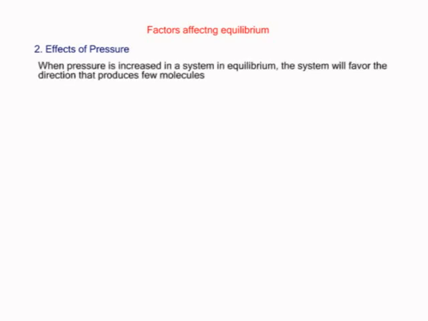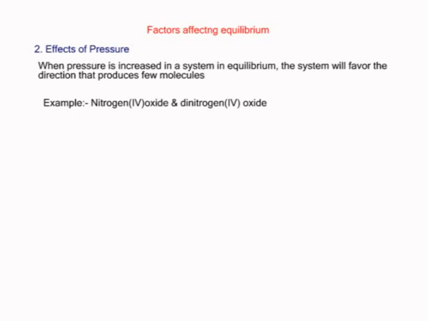The next factor that would affect equilibrium is pressure. Pressure only affects a system involving gases. We said pressure is caused by collision of gas particles with the walls of the reaction vessel. The more molecules present, the more the collisions, and thus the higher the pressure. In simple language, if the pressure is increased in a system in equilibrium, the system will favor the direction that produces fewer molecules.